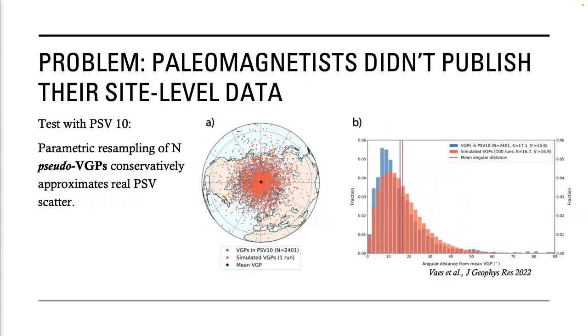So we have tried this trick. We've analyzed PSV10, the data set that was compiled, I think, mostly here. We've used PSV10, and we have parametrically resampled PSV10 from the poles that went into the data set. And from PSV10, we know the actual sites. And what we then saw is that we reasonably reproduce PSV10, although the parametrically resampled data set is slightly more scattered than PSV10 was. So by parametric resampling of the data set, we get a conservative estimate of the scatter: the scatter that we impose is a little bit higher than what the actual scatter was.